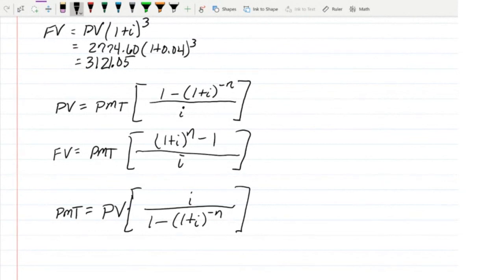And if I knew how many times I was going to draw out of my retirement accounts, I could go back and calculate how much money I needed today to fund that. That's the present value.